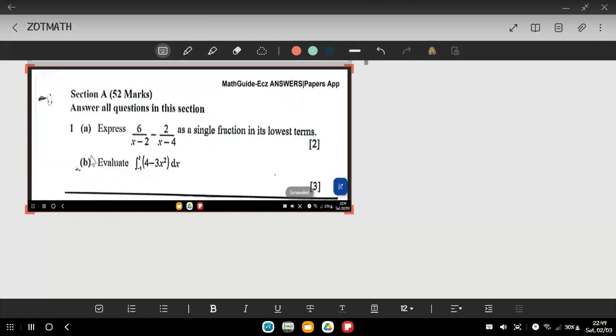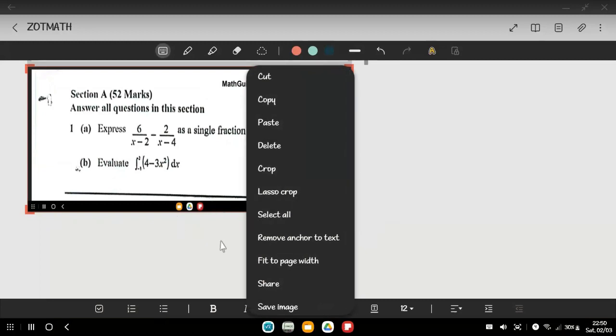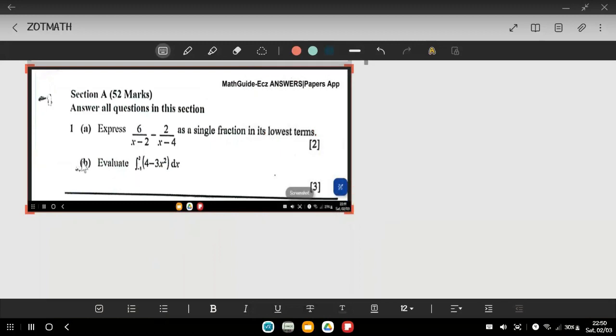Evaluate. What's that? Okay, let me try to zoom it. Okay, so just a bit. This symbol here, you don't know how to interpret it. So this is the integral. We've got the upper limit, which is 2, and the lower limit, which is what? -1. Okay, have you understood?